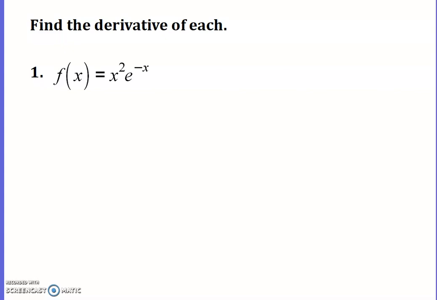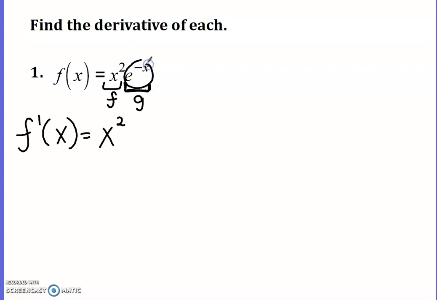Okay, so for this one, we have this x squared is a function and e to the negative x is another function. So to do the derivative, we leave this f, this x squared as it is, and I take the derivative of g. So remember, the derivative of e to the x is just e to the x. So the derivative of this piece is e to the negative x. And then I'll have to take the derivative of the exponent and multiply it.